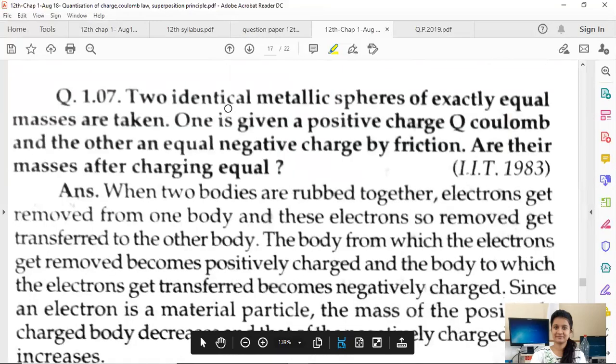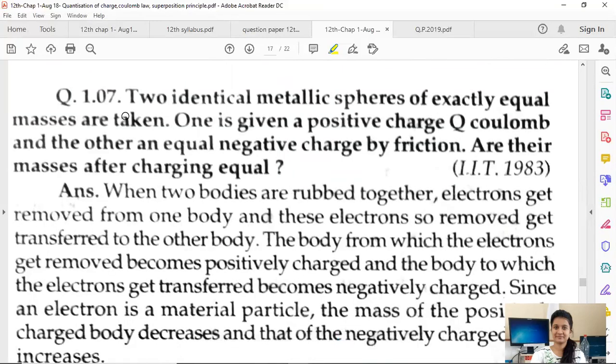Two identical metallic spheres of exactly equal masses are taken. There are two metallic spheres of equal masses. One is given positive charge and other is negatively charged by friction. Like means this is rubbed with this, and due to friction there is a transfer of charges between these two objects. First will become plus q, and this will become minus q charge. Are their masses after charging equal?